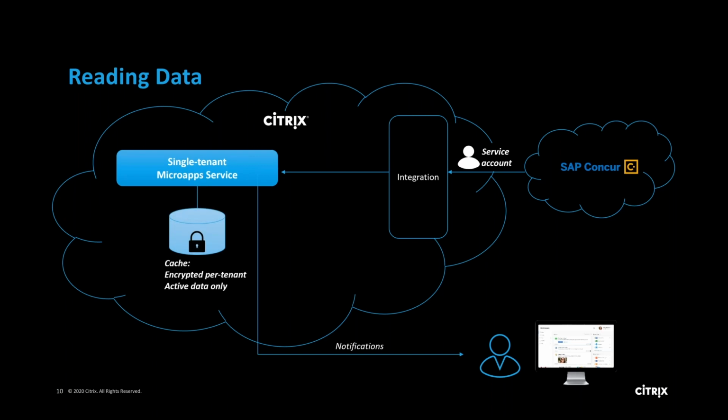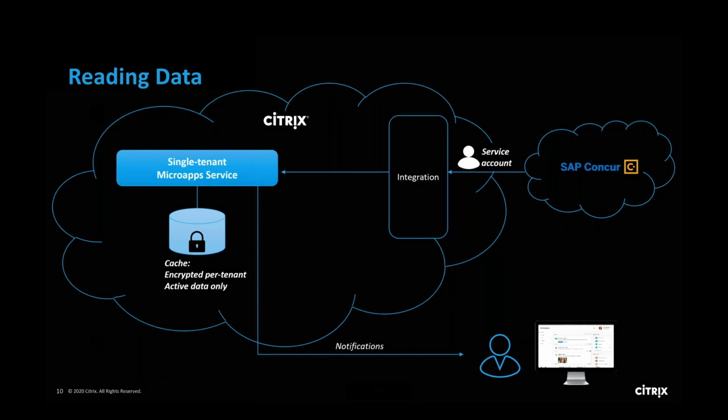The cache is obviously encrypted on a per tenant basis, and as we just said, it has only the active data in it. It's not all the data that exists for all of historical record in your system of record. And of course, we then generate those events and notify the users.